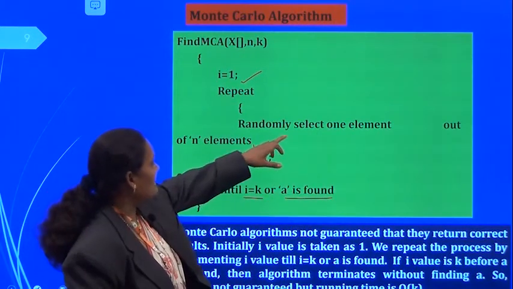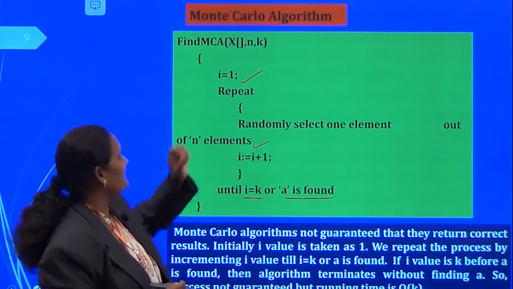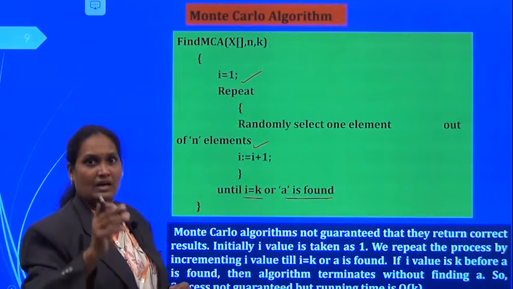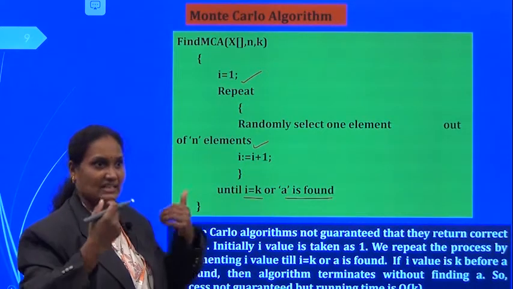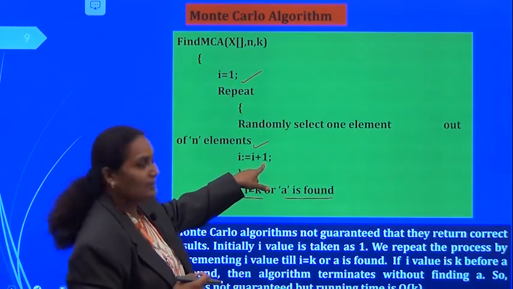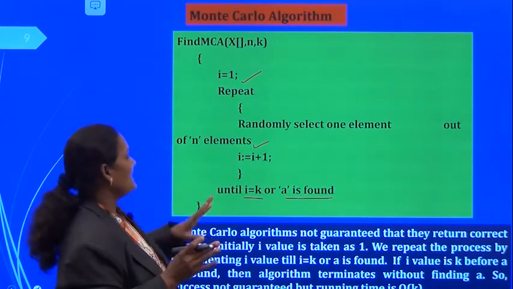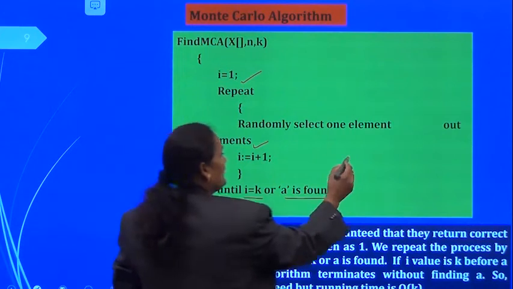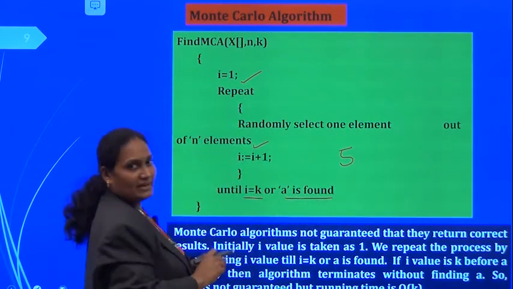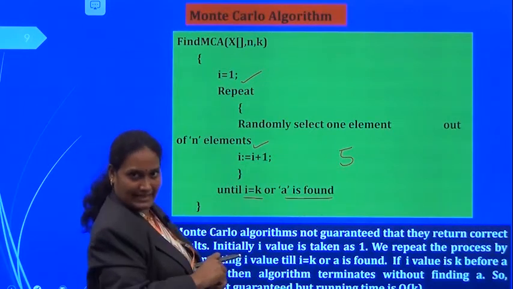We are selecting randomly one element from the given n elements. Here your array contains n elements. Out of those n elements, I am selecting one element. Now, after selecting that element, I am incrementing the i value. Suppose, for example, I selected an element 5 from the given array x.